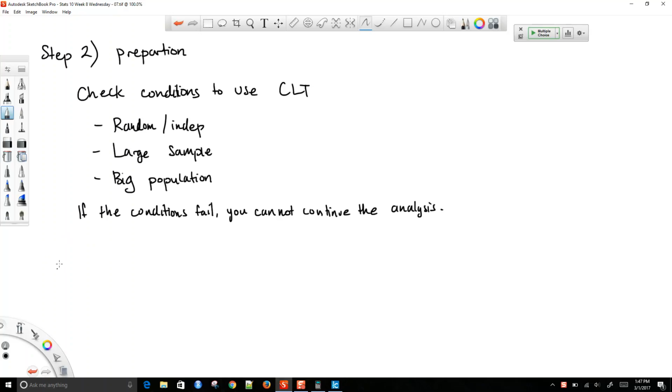And then the other part of this is we also select a significance level, which we call alpha. Okay? And the default, if alpha is not specified in the problem, assume that it is 5%.